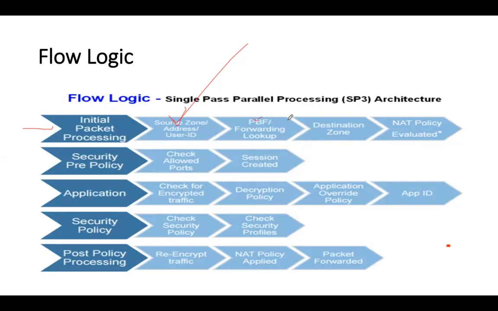Policy based forwarding, forwarding lookup. Okay, this is coming from the source zone, or the source address or user ID. Then policy based forwarding lookup will happen. It will check, okay, this is the destination zone it wants to go to. NAT policy, it will check what source IP, destination IP I have to use. So once all these things are checked, right? Security pre-policy. In the security pre-policy, check allowed ports. The port it is coming with, allowed or not, or the port it is going to, allowed or not.